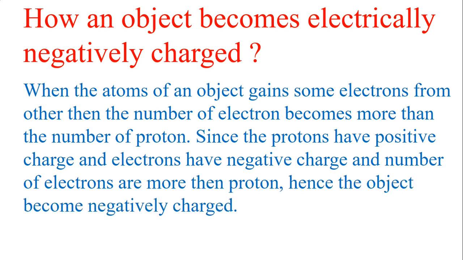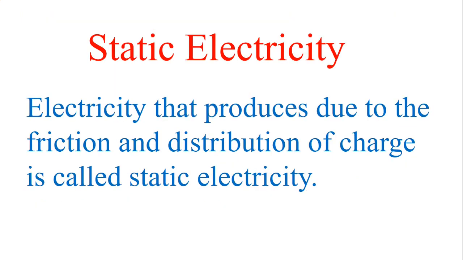This way, the theory of electrification explains how an object becomes positively charged and how an object becomes negatively charged. And actually we are talking about static electricity. We can define static electricity this way. Electricity that is produced due to friction and distribution of charge is called static electricity. But remember, it is static. It does not flow through the objects. Okay, this much for today.